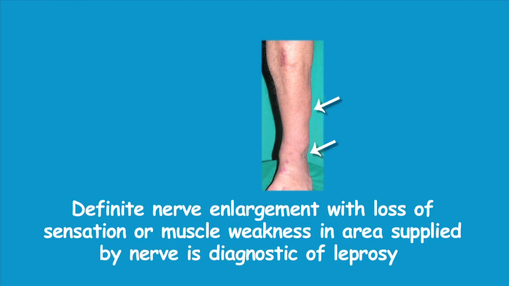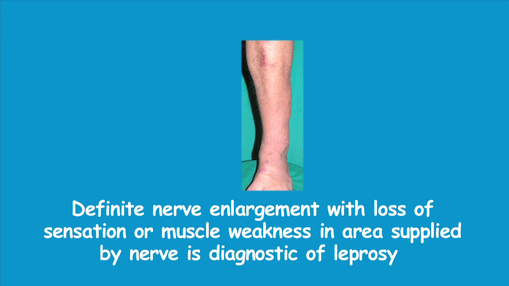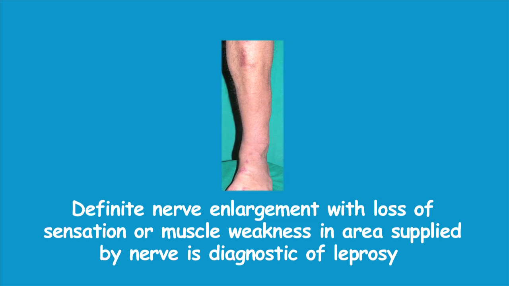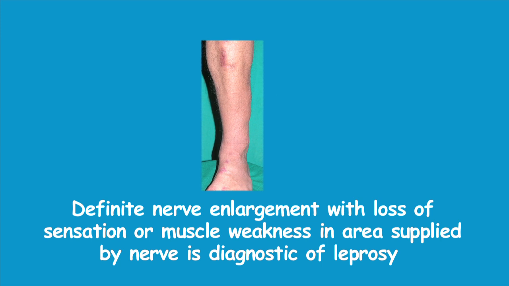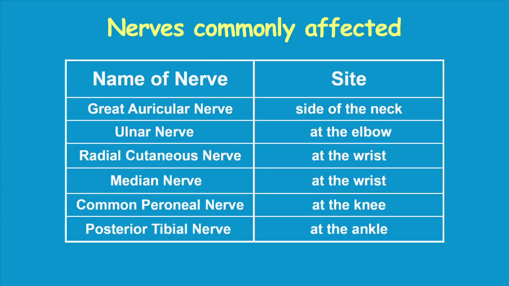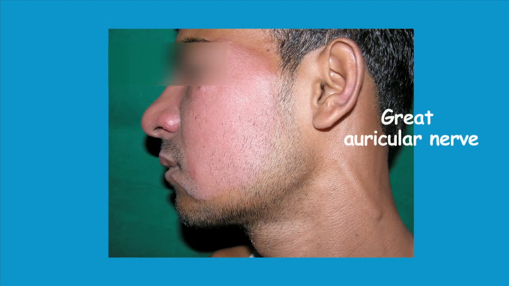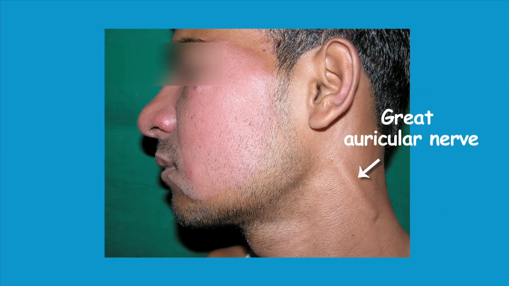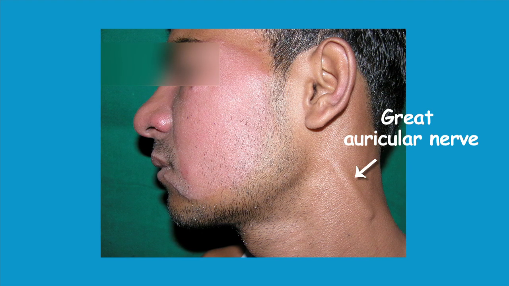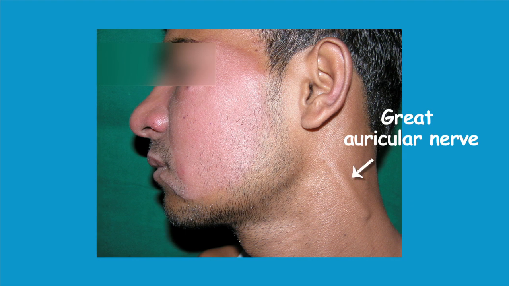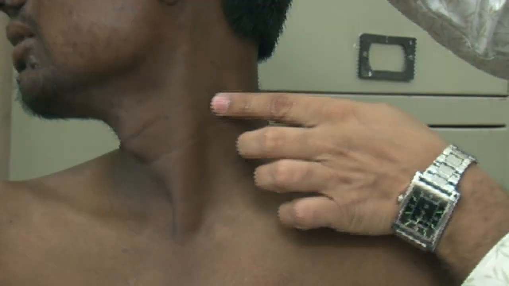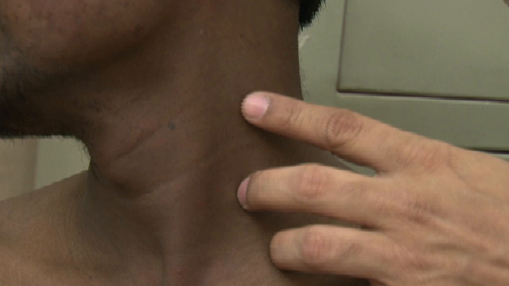Definite nerve enlargement with loss of sensation or muscle weakness in nerve area is diagnostic of leprosy. See the nerves which are commonly affected and found enlarged in leprosy. They are: the great auricular nerve on the side of the neck below the ear is sometimes visibly enlarged. Gently feel it to make sure it is the nerve, solid, and not one of the veins in the neck which is full of fluid.